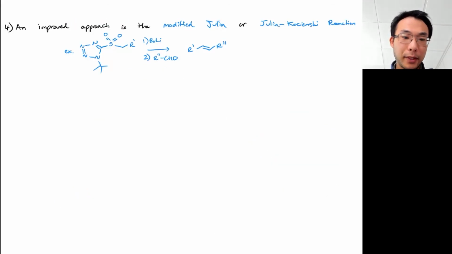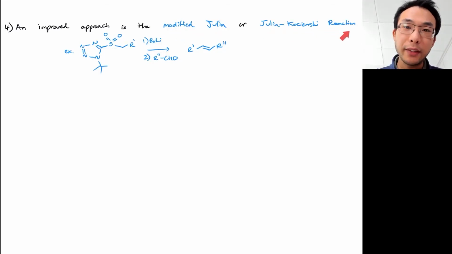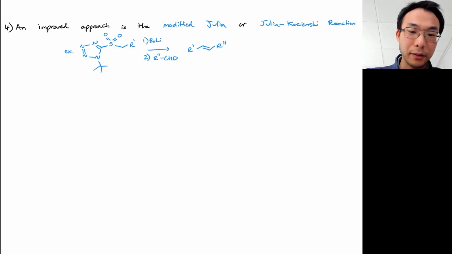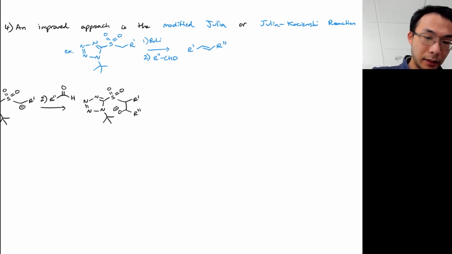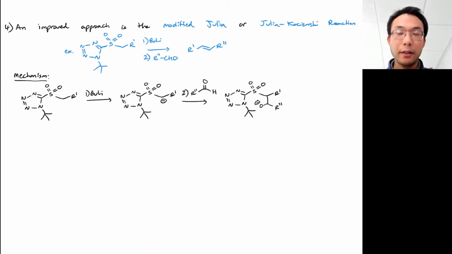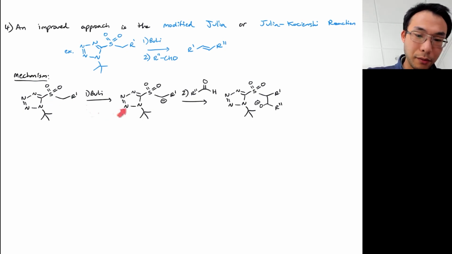So then, given that problem, there's an improved approach, which is to use what's called a modified Julia reaction or a Julia-Kocienski reaction. I think this is a really clever reaction. Once we go through it, you'll see how a slight modification of the sulfone from being a phenylsulfone on the previous slide to being now this heteroaryl sulfone, so some sort of heteroaromatic molecule here, is enough to get this reaction to be simplified down into a one-step olefination. So our mechanism starts off, no surprise, with deprotonation of the sulfone. Then we get the addition to the carbonyl.